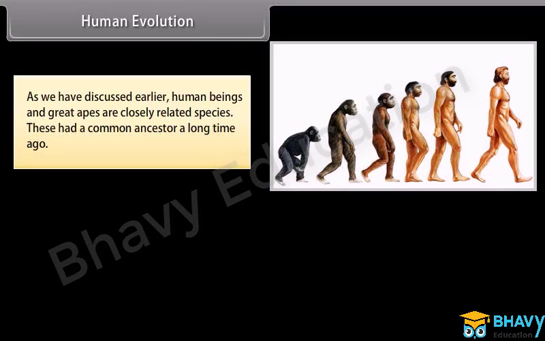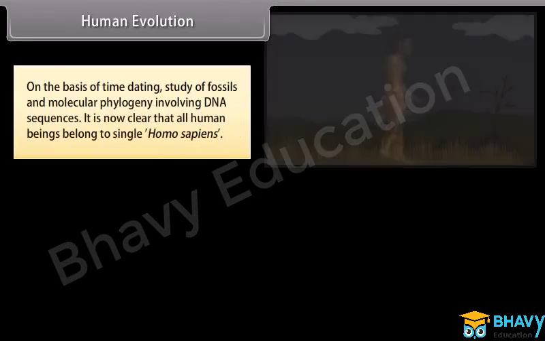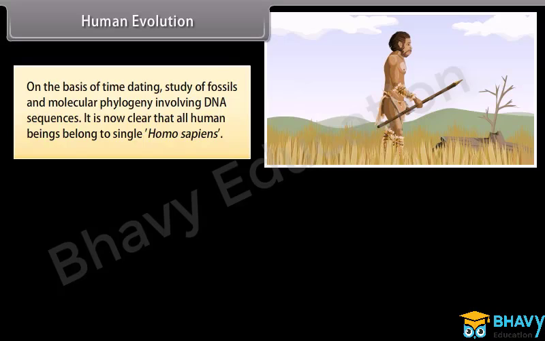Human evolution. As we have discussed earlier, human beings and great apes are closely related species. These had a common ancestor a long time ago. Even in human beings, there occurs a great diversity in form and features across the globe. For a long time, we used to consider these human forms as human races. On the basis of time dating, study of fossils, and molecular phylogeny involving DNA sequences, it is now clear that all human beings belong to a single species, Homo sapiens.